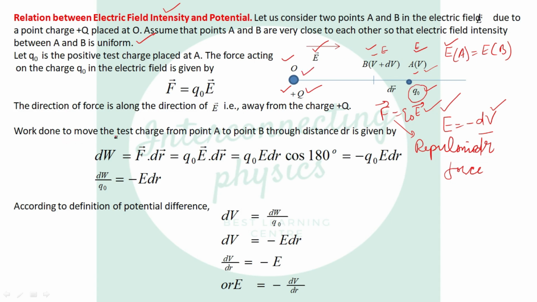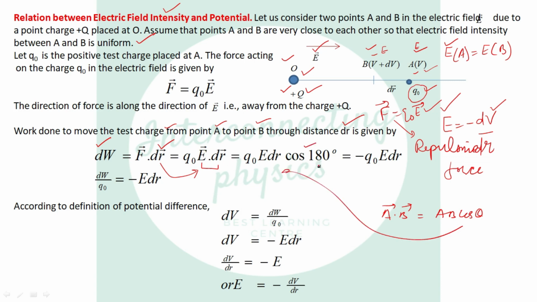Okay. So the work done to move the test charge from point A to point B through the distance dr is given by, if dr is a small distance, then we have a small work done, that is dW equal to F vector dot dr vector. Now substitute the value of F here, that is q naught E vector dot dr vector. Now open this up. You know the dot product of two vectors is A dot B equal to AB cos theta. So we use this relation here, E dr cos 180 degrees.